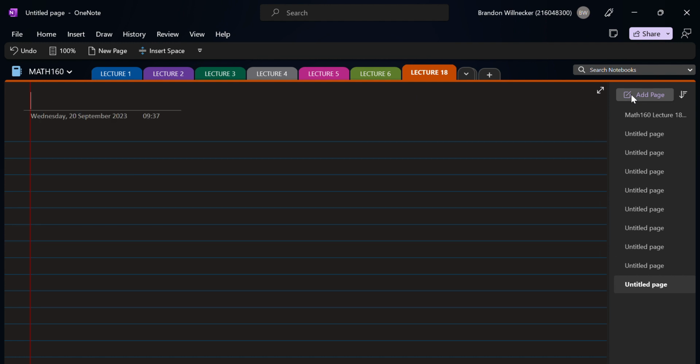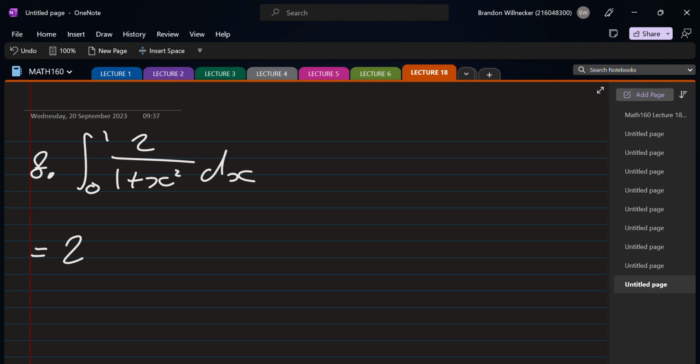Okay, number 8. So we have the integral from 0 to 1, 2 over 1 plus x squared dx. Now, just written like this, we don't know what the antiderivative is. Okay, 2 over 1 plus x squared, we haven't seen that before. But we know from our definite integral properties that the 2 can be taken outside because it's a constant. So we can take the 2 out. And then we have 1 over 1 plus x squared.